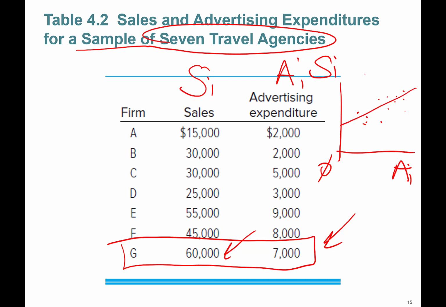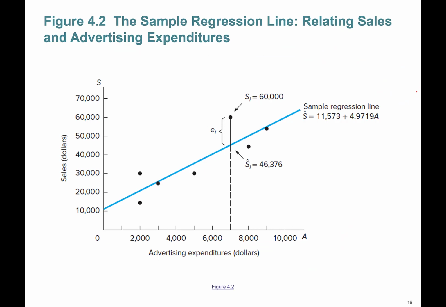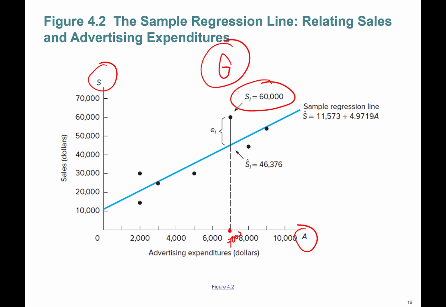But what we're trying to do is find y i hat equals a hat plus b hat x i. We're trying to find this relationship, the line that fits the best, not necessarily passing through all points. So when you estimate this line, this is the kind of line you get. Look, different data points, advertising spending and your sales. So this is, for instance, travel agency G's data point, right? They spent $7,000 in advertising. In reality, their sales were $60,000.